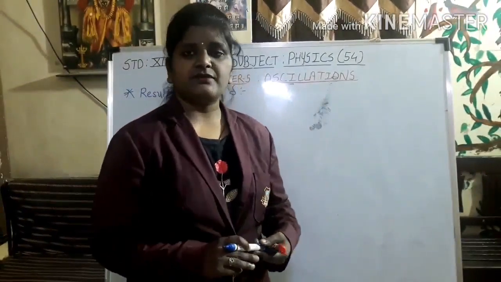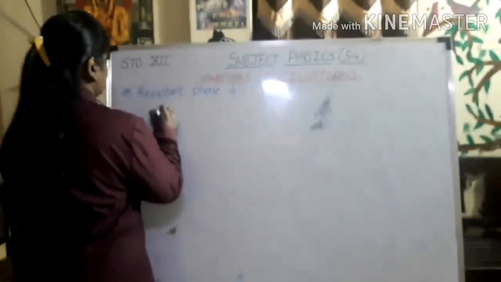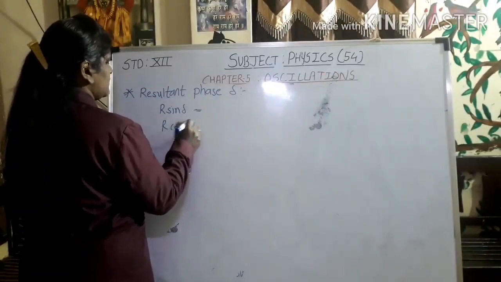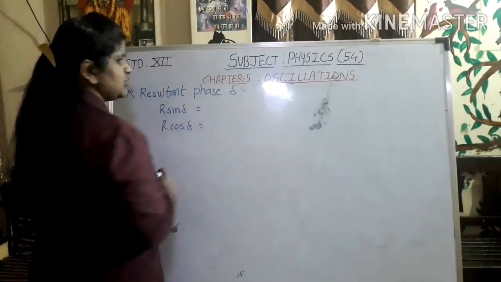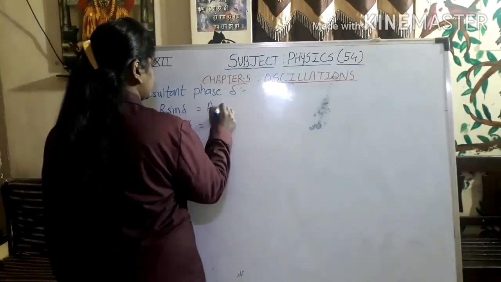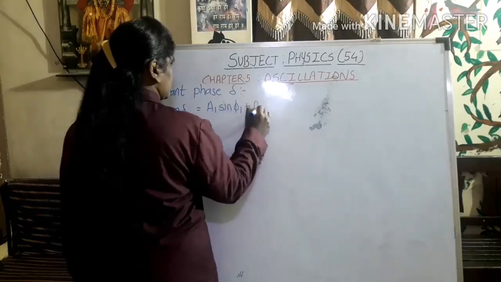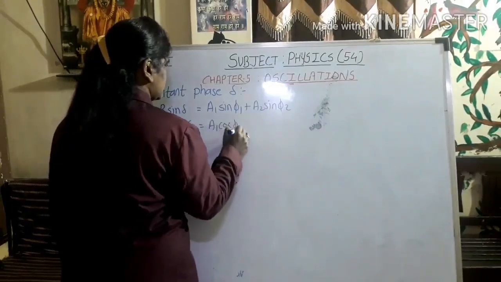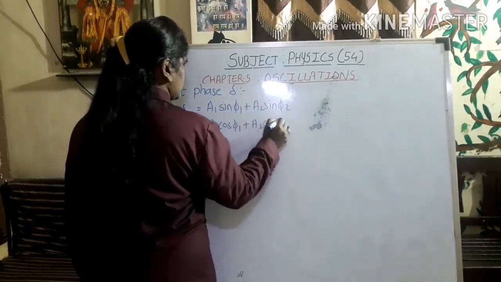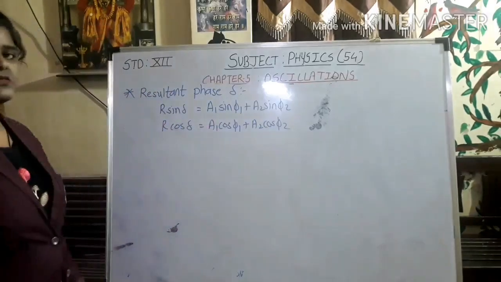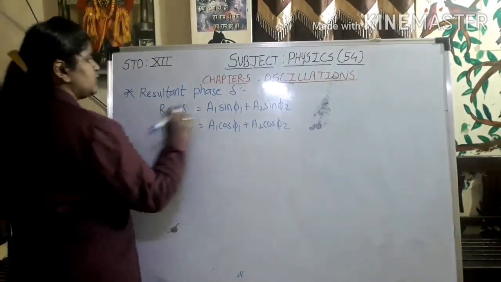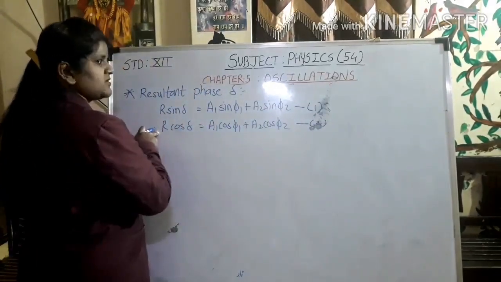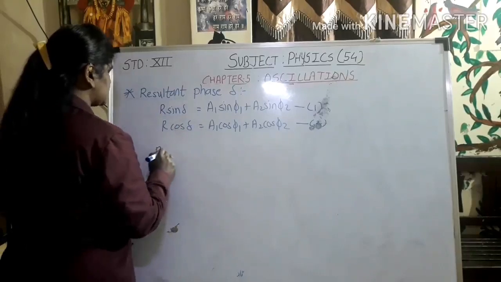Now, how to find the value of delta? Okay, again, in the previous part we have put values for both these equations. If you remember, we have both these values, right? Now what I am going to do, I am going to divide both the equations one by one, this by this.